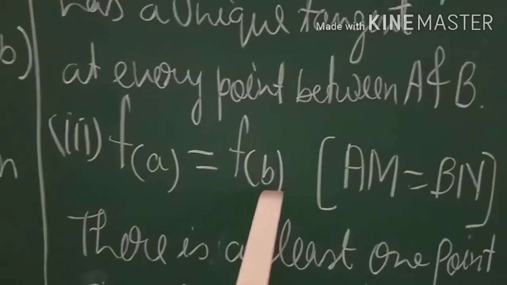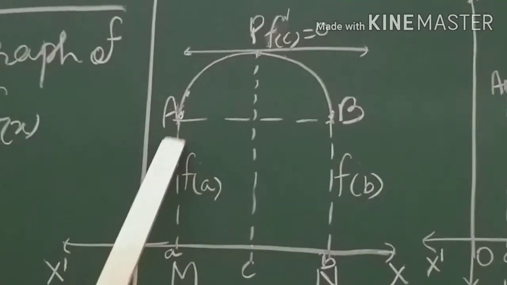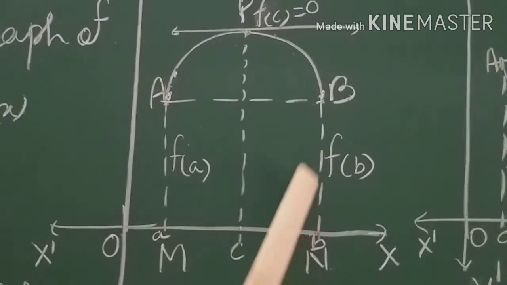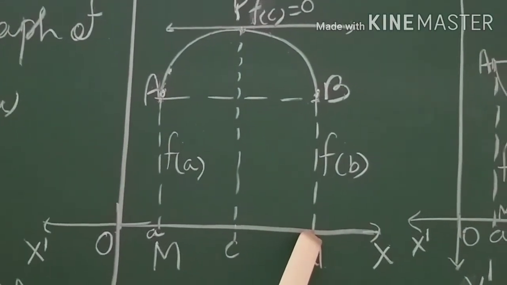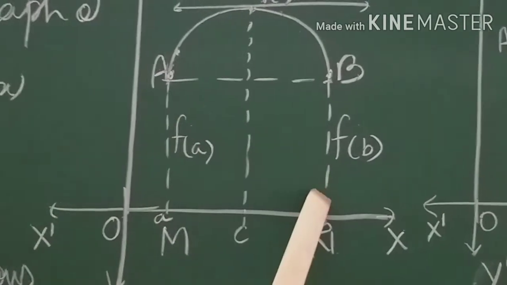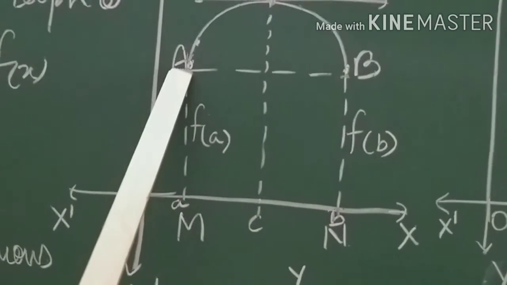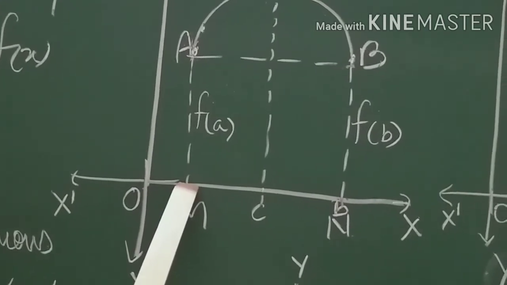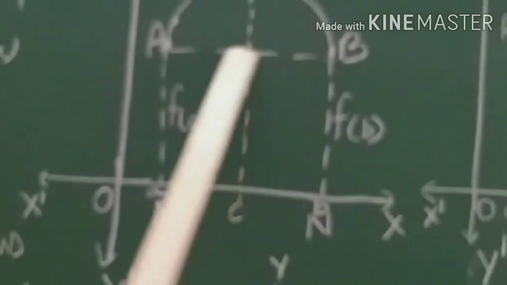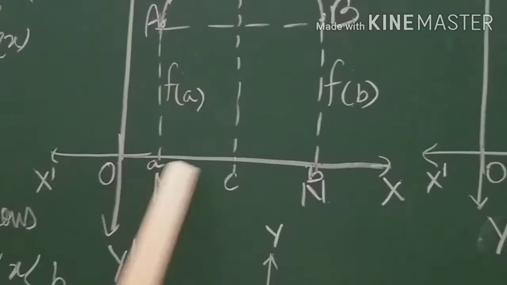Means fA equals fB. Students, you can see this is the graph. In the first graph, this is the value of f(a) and this is the value of f(b). Suppose the value of f(a) is 4, the value of f(b) is also 4 because it is a straight line. You can see at this line the value of the function at a is equal to the value of the function at b. So we can say yes, f(a) equals f(b).